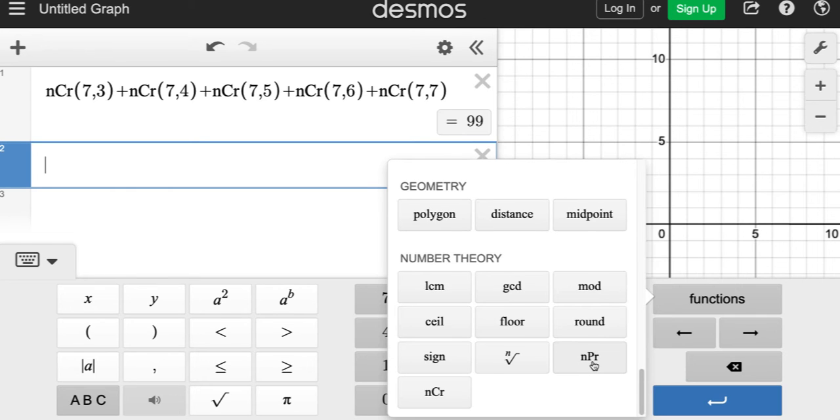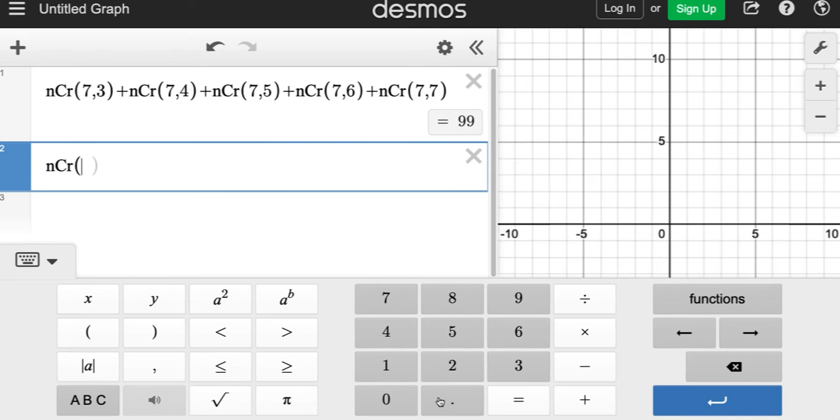This is called permutation. So this is a little bit different. This has to do with organizing them in an order, like a first, second, third, fourth place order, not just how many different ways we can do a thing. So this is the one that we want. We would choose that. And then in parentheses, we choose the N value and then the R value.